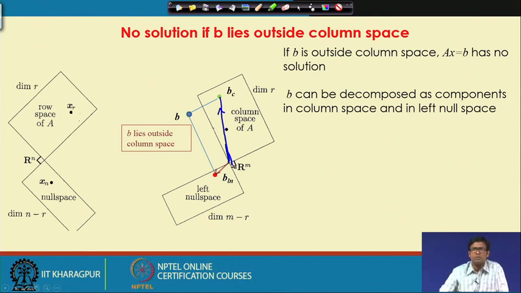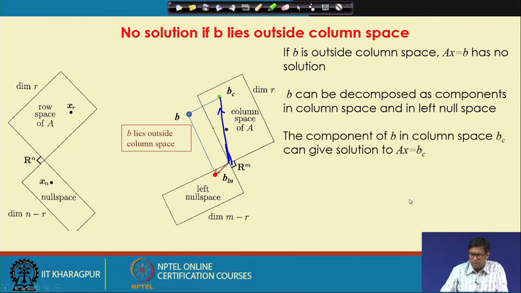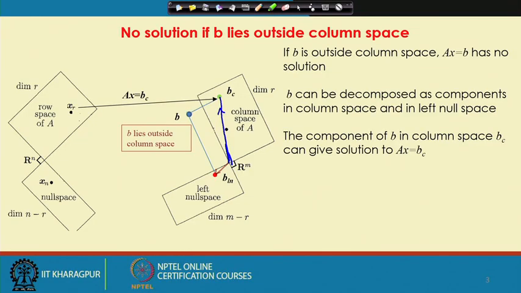And this is possible because the column space and left null space are mutually orthogonal spaces in R^n, and they are orthogonal complements of each other. If something does not belong to the column space, that must belong to the left null space. So, nevertheless, b can be decomposed as components in the column space as well as in the left null space. The component of b in the column space is b_c, and this can give a solution Ax = b_c, right, because b_c is a column space vector, and now I can have a solution of Ax = b_c.